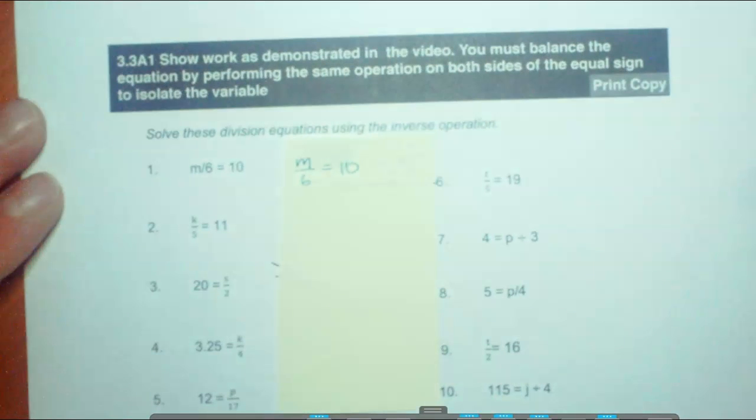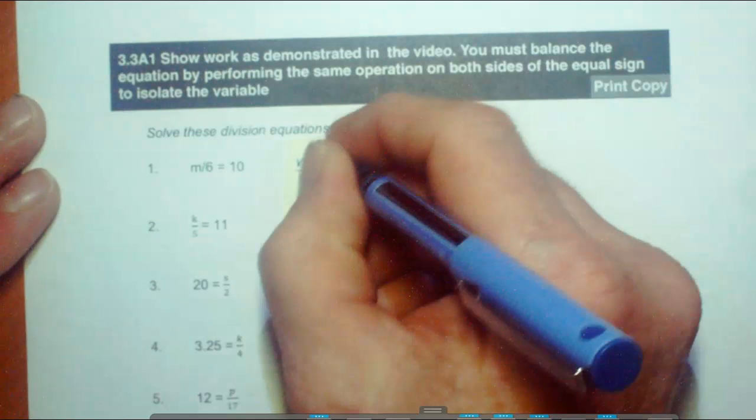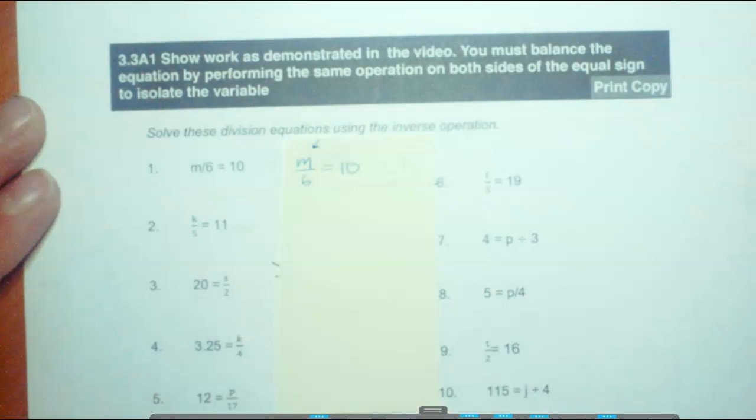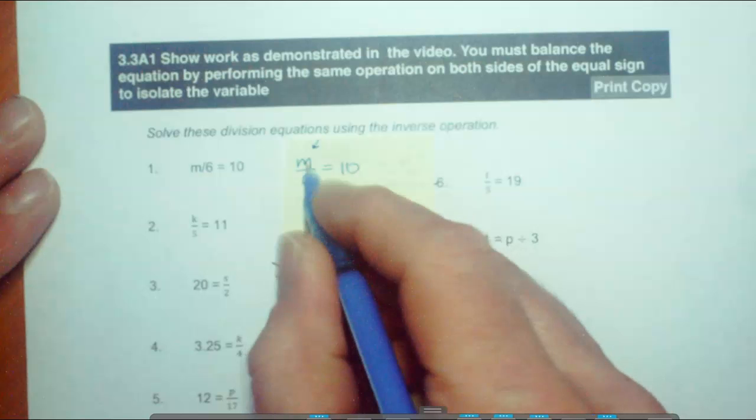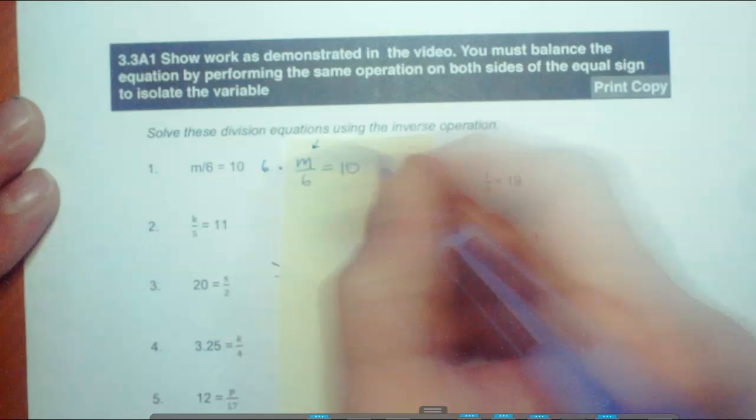The second thing is this is a division equation. I know you're all going to go, it's 60. And I'll say, I don't care. Can you isolate the variable? Can you isolate m, get it all by itself so we can see what it is equal to? So if this is division, this is m divided by 6. The way we undo that division is to multiply both sides by 6.